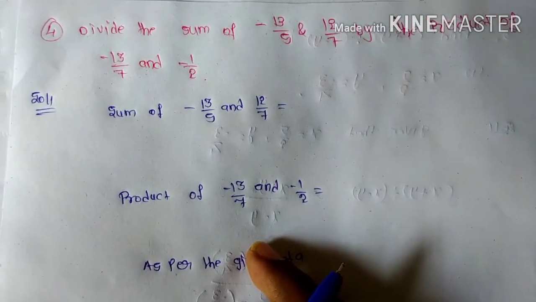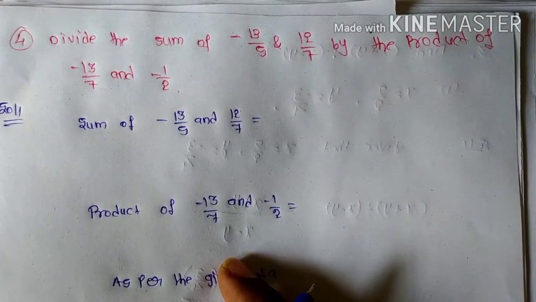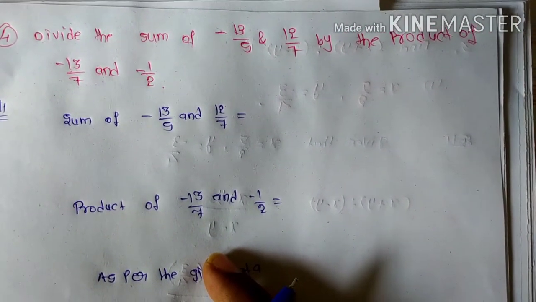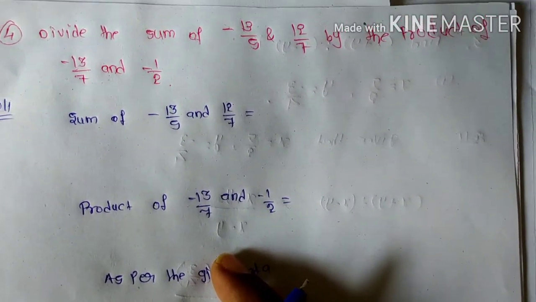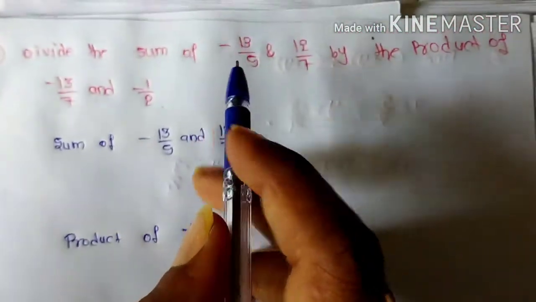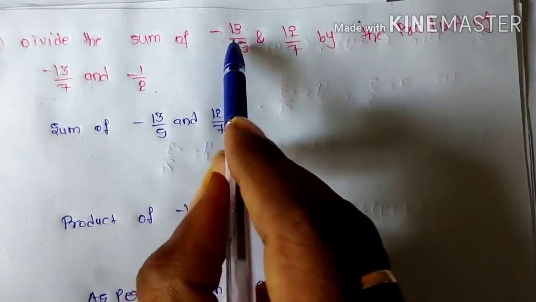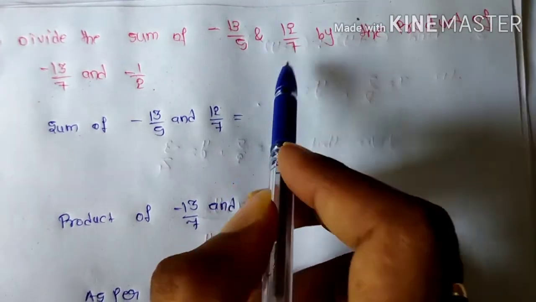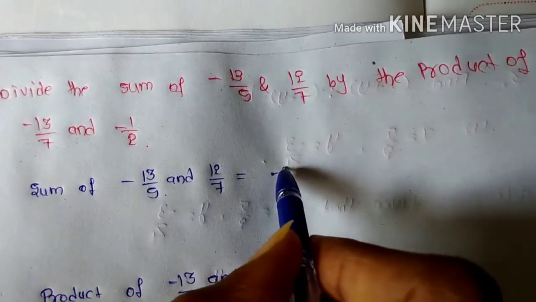Now you can see here exercise 1.3 question number 4. Divide the sum of minus 13 by 5 and 12 by 7 by the product of minus 13 by 7 and minus 1 by 2. First you can try to understand the question. What we need to find here is the sum of minus 13 by 5 and 12 by 7. That means we can do addition. You know from the previous class how to do addition.